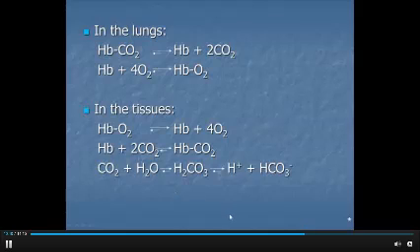Now, not only these equations are not balanced, another thing that you might have noticed is there is more oxygen transported by hemoglobin than carbon dioxide. So how do we transport the rest of carbon dioxide out?